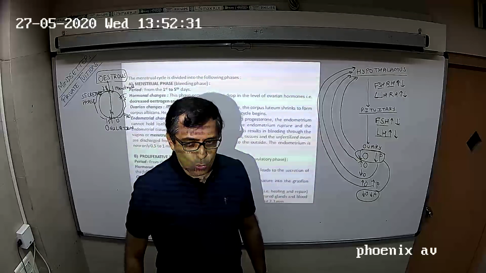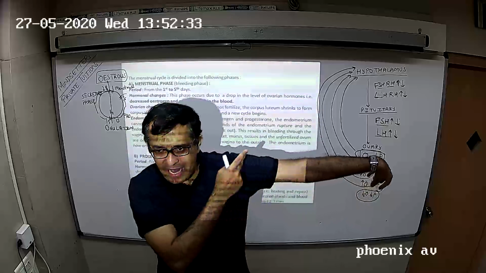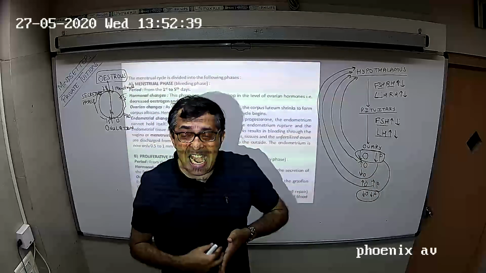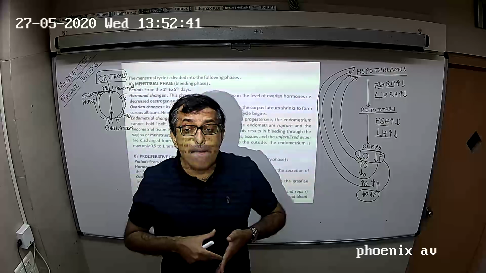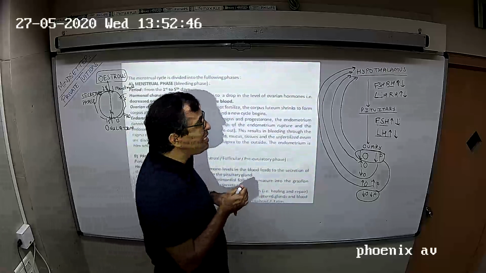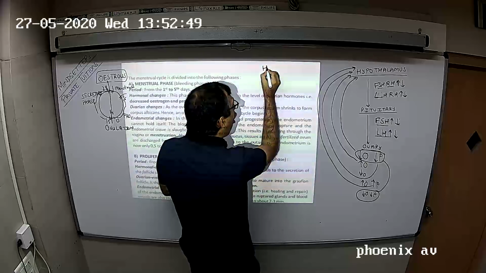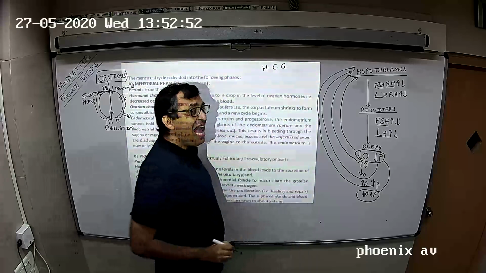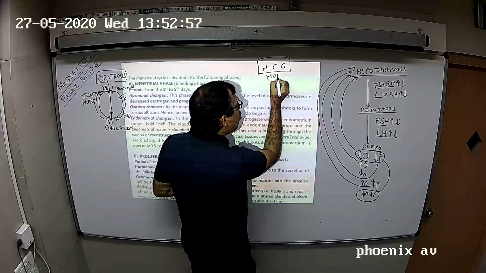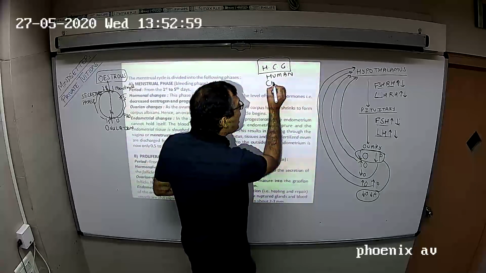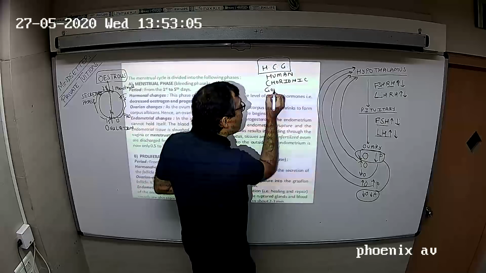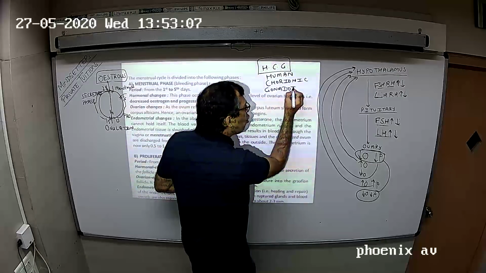What is that substitute? If fertilization takes place, the zygote forms a morula. The morula drops in the endometrium and becomes a blastula. Blastula cells now start secreting a hormone called HCG, human chorionic gonadotropin.